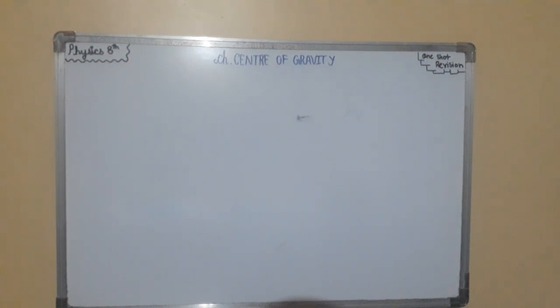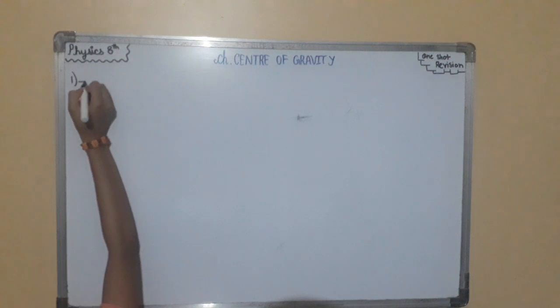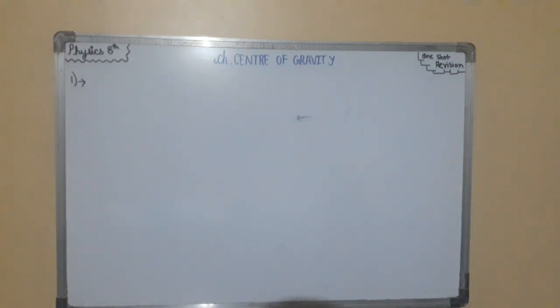The question is: calculate the distance of CG of a circular lamina of radius 100 cm from any point on the circle. So the answer is, CG of a circular lamina. We know that CG of a circular lamina lies at its center.